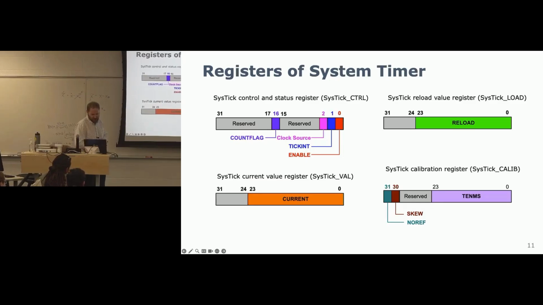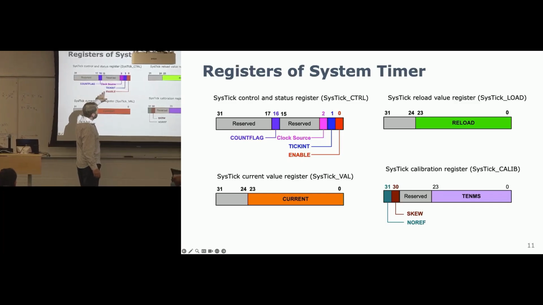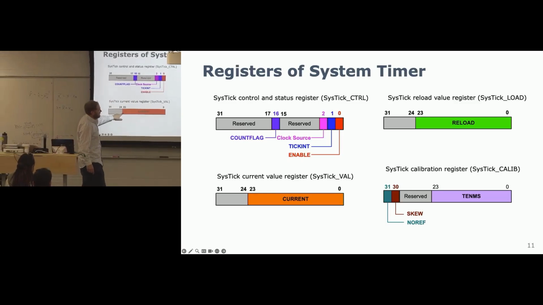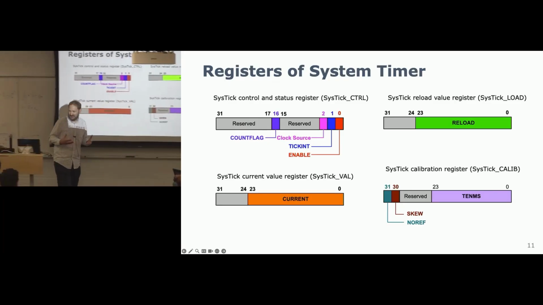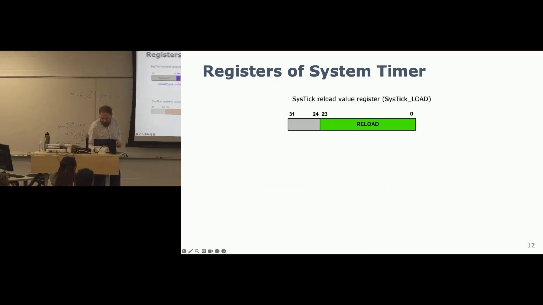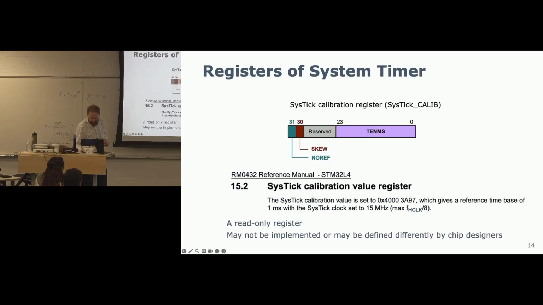And then there's 4 system registers. We talked about 1 already. Oh, we talked about most of them. Let's see. So there's the control register. This is the reload value. You have the current time of the tick. And then you have 1 more, which is the calibration register. Again, this just helps you to remember what it is. Let me go through here. No, I want the calibration register.